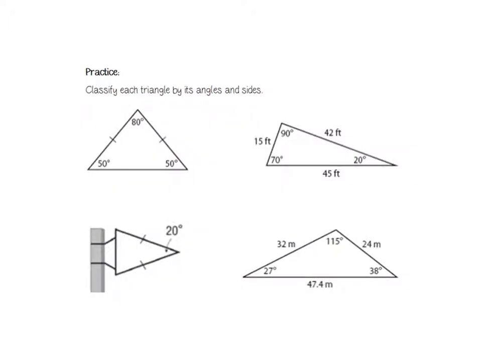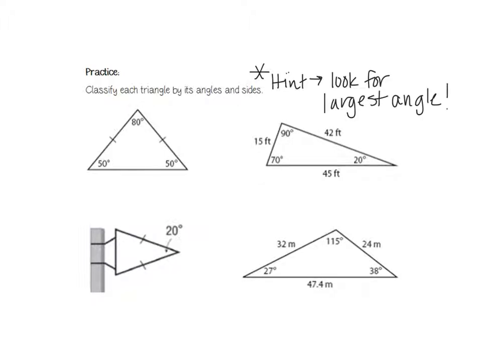All right, when we classify each triangle by its angles and sides, what we really need to do with the angles is look for the largest angle. So that's a big hint. Let's write that down. Okay, so we have two classifications we have to do. So when we look at this one, we have 50, 50, and 80. All three of those are acute angles. So since all of them are, it is an acute triangle.